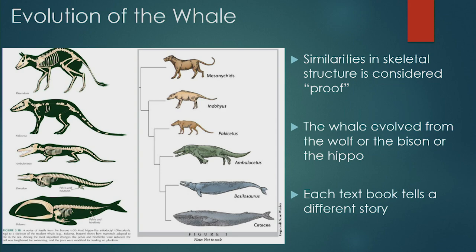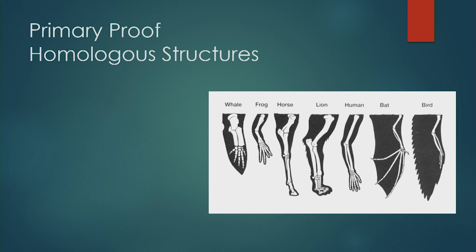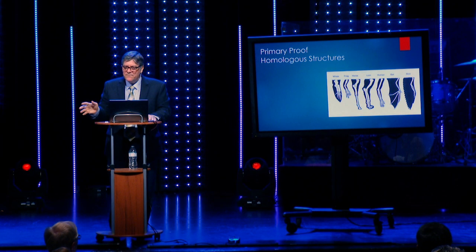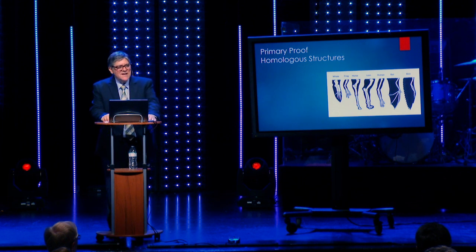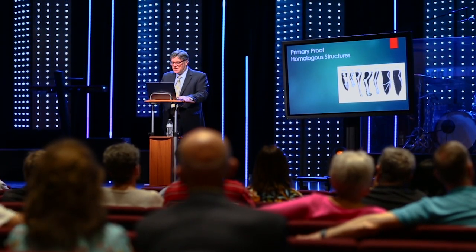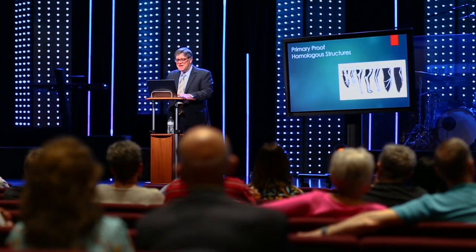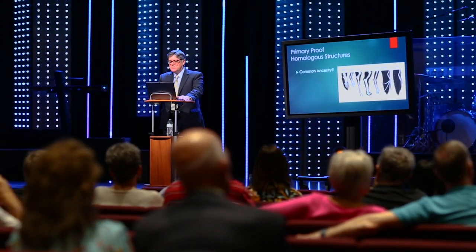And now how do they come up with this notion? It's called homologous structures. And what they do is that they compare the wing of a bird, the wing of a bat, the arm of a human, the leg of a lion, a horse, and a frog, and the fin of a whale, and they say, gee, don't they look similar? That must be proof that they evolved from a common ancestor.